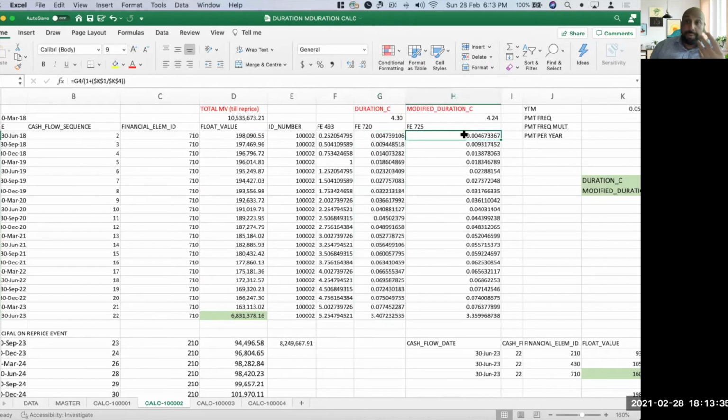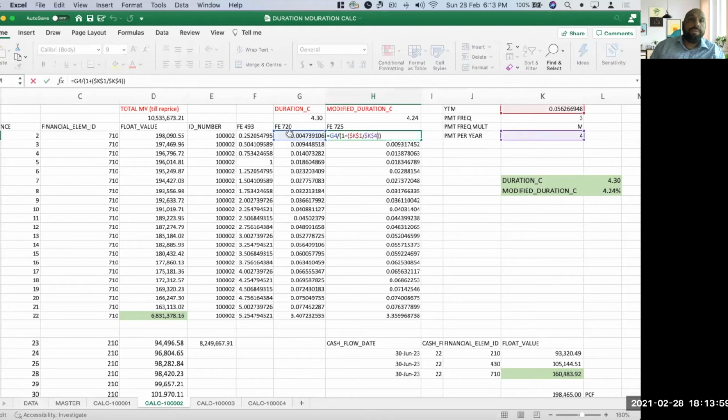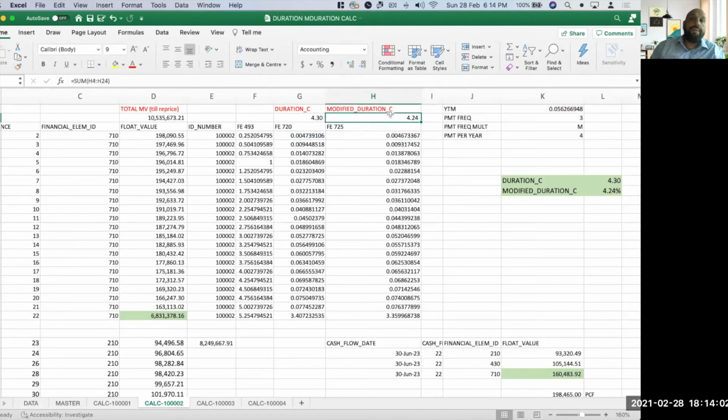Similarly, for the modified duration, it would take this, and yield to maturity is something that is calculated for us by the application. And the number of payments per year is 4, right? Because remember, there was quarterly payment in terms of the principal and interest, which makes it 4 payments for a year, and basically do simple math to arrive at it at a cash flow date level, and the total of this is 4.24. And what this tells you is that for a 20-year loan, the duration is approximately 4.3.